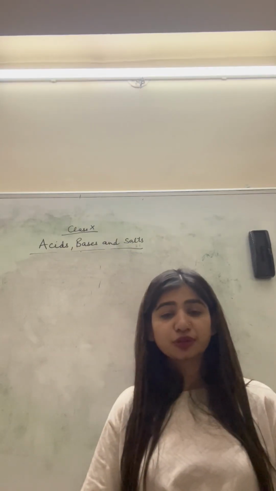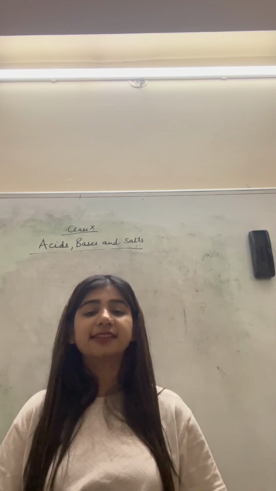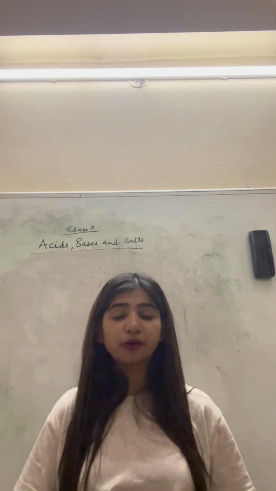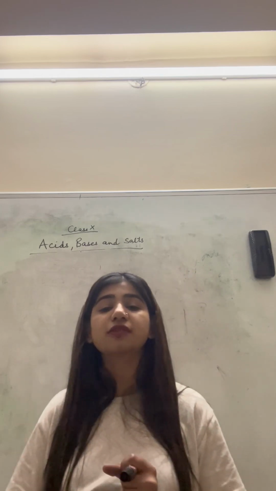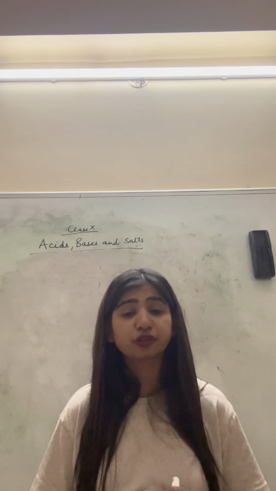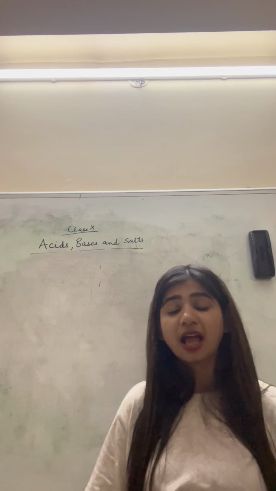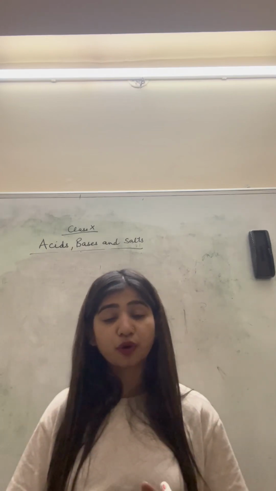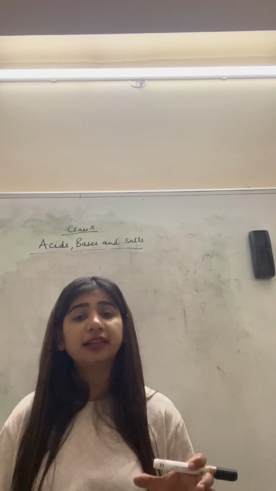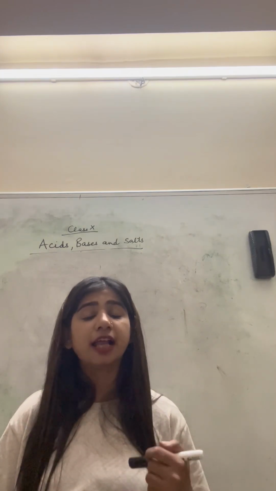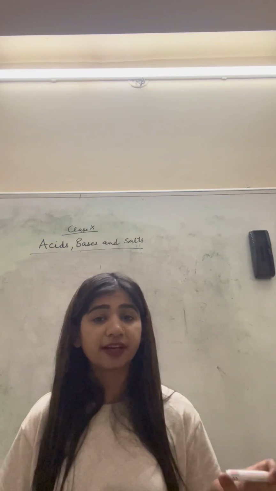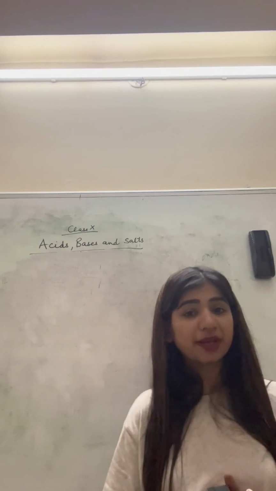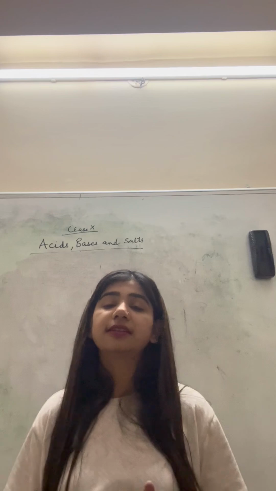So let's start chapter 2 of class 10 textbook, that is acids, bases and salts. In this chapter we are going to learn about different physical and chemical properties of acids, bases and salts. We are going to learn about neutralization reaction, application of those neutralization reactions in our day-to-day lives. We are going to learn about pH scale and different types of indicators which help in determining the characteristic of any solution, whether the solution is acidic or basic. So let's start the chapter.